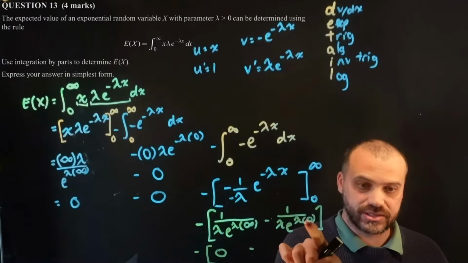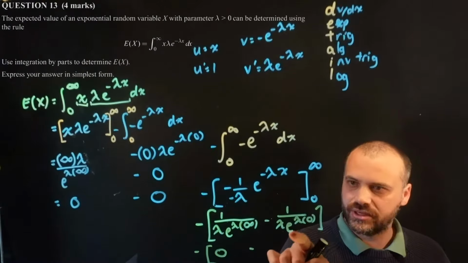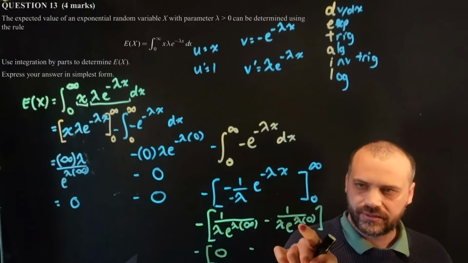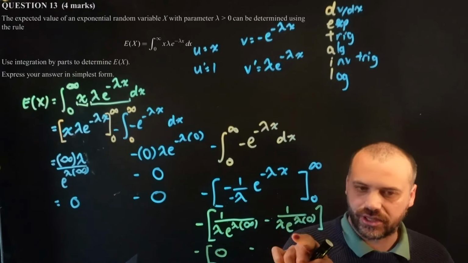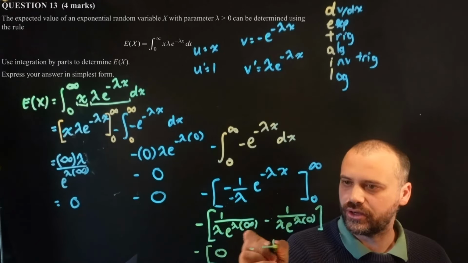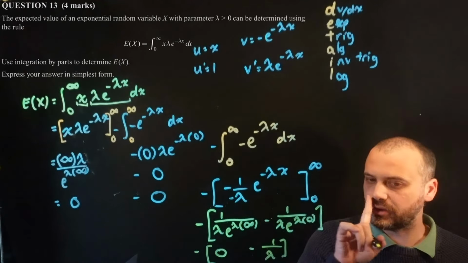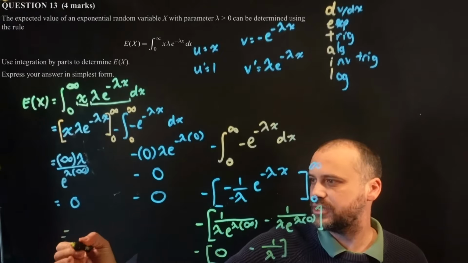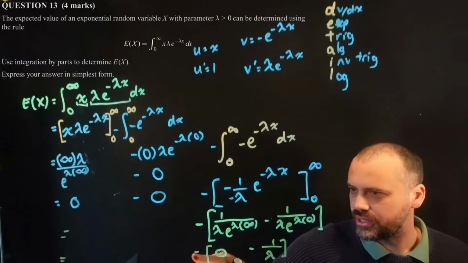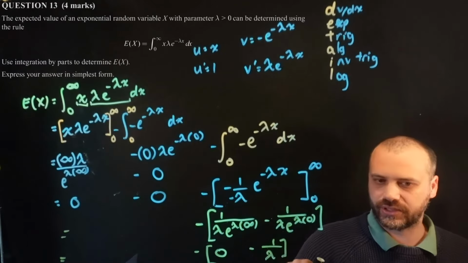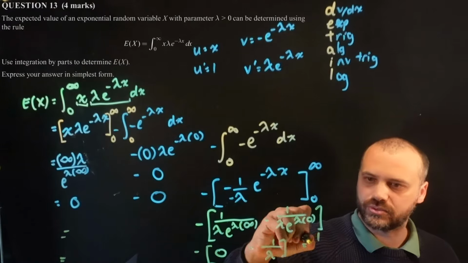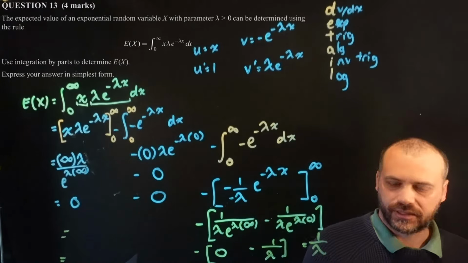So e to the 0, right? Because lambda times 0 is 0. e to the 0 is 1. So 1 over lambda times 1, 1 over lambda. Okay, I am finished. This is equal to, with the negative out the front, minus minus 1 over lambda. My final answer is 1 over lambda.